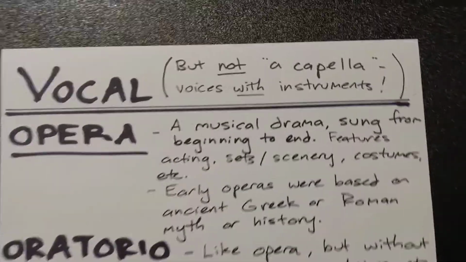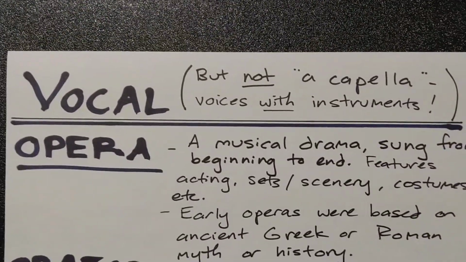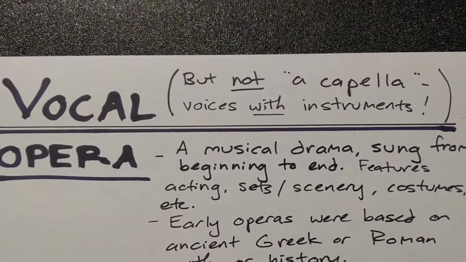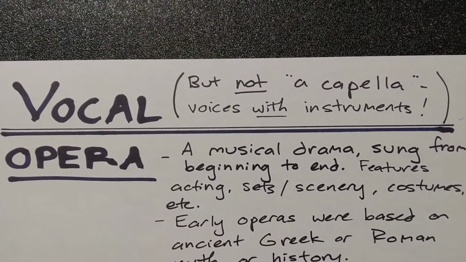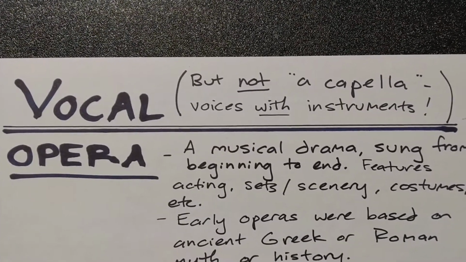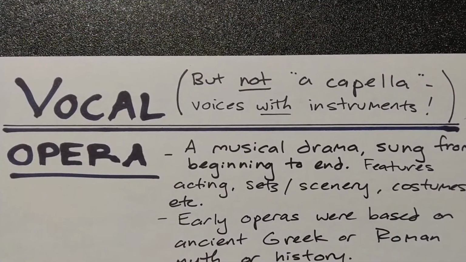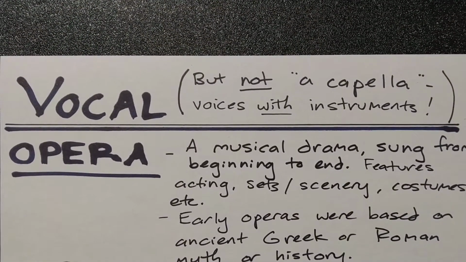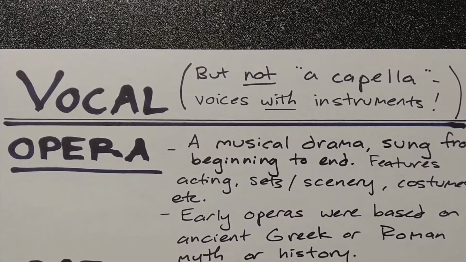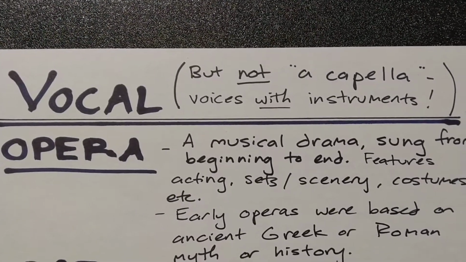And one thing to remember is the vocal genres of the Baroque, unlike the Middle Ages or the Renaissance, tend to include instruments as well as singers. In other words, they are not a cappella. What we see in the Baroque era is voices with instruments combined. Okay? So that's one thing to keep in mind.